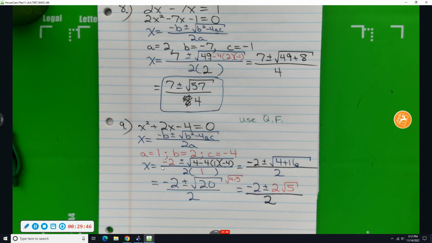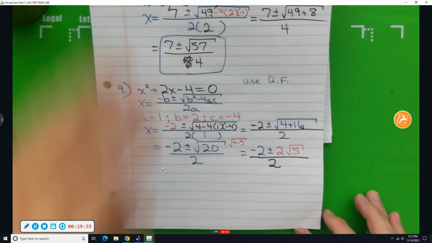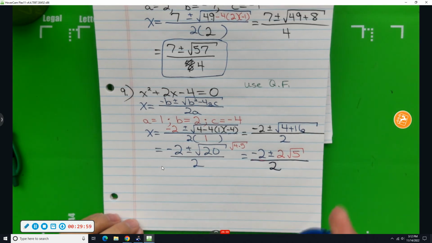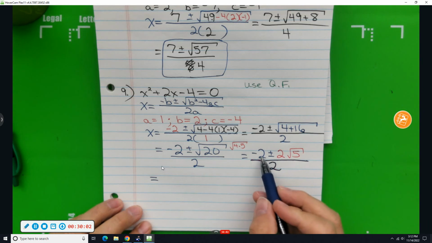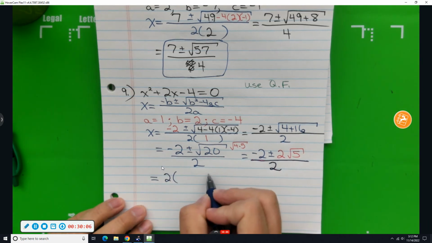And then we have a choice. We can either factor and cancel or split up. I think I'm going to factor and cancel, just because we haven't done that today. We have a negative 2 and a positive 2. They're both divisible by 2, so I'm going to factor out a 2.